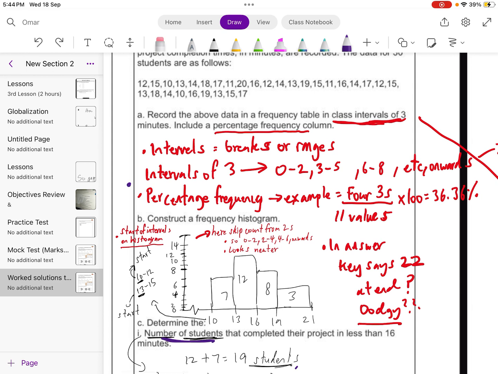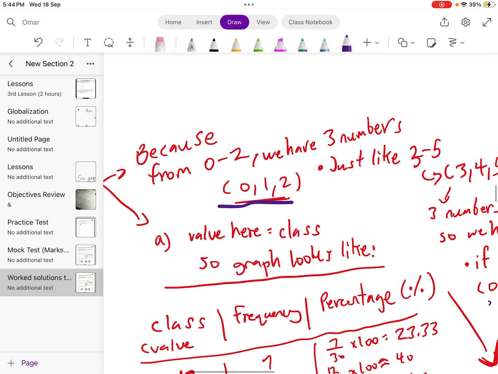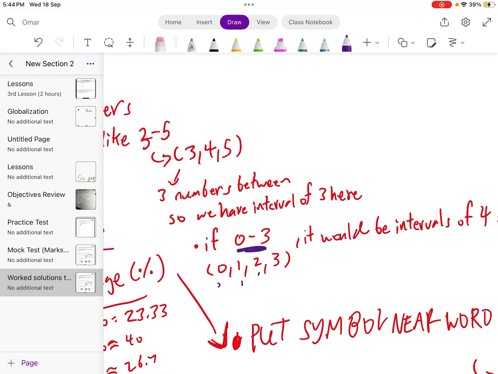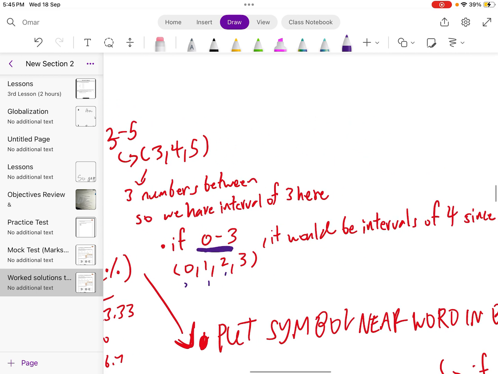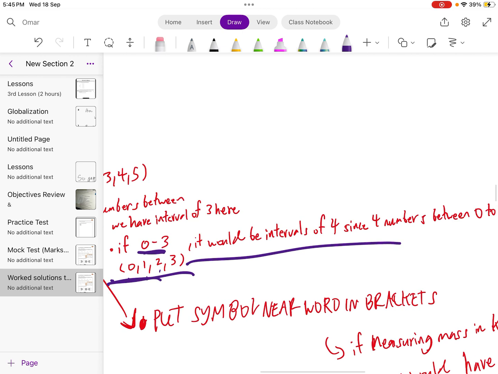So here, intervals of 3 it says here. What that means is 0 to 2, 3 to 5, because from 0 to 2 we have 3 numbers. That's why it says intervals of 3. If we have 0 to 3, we have 4 numbers between them, right? So it would be intervals of 4. If we had 5 numbers in between, like 0 to 4, that's 5 numbers, so intervals of 5.